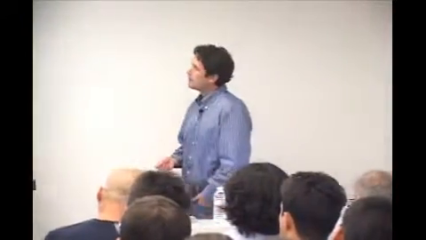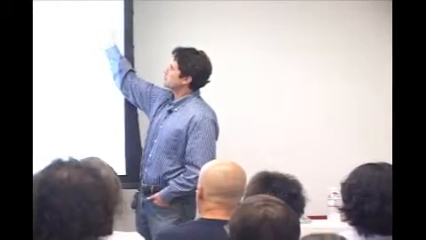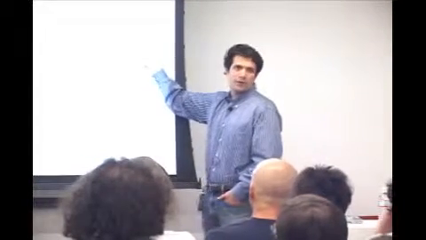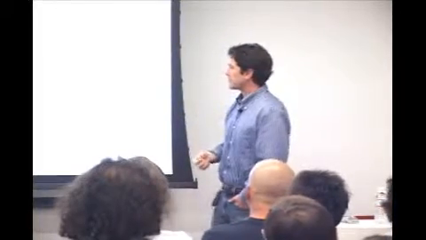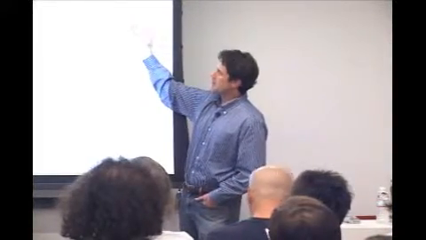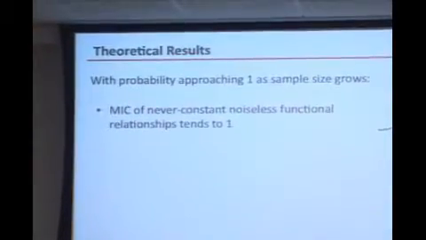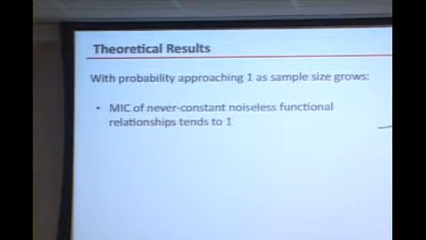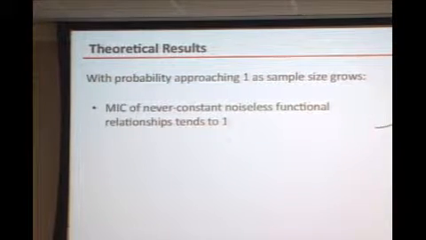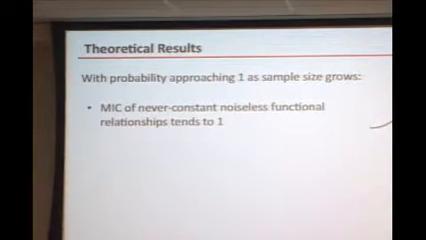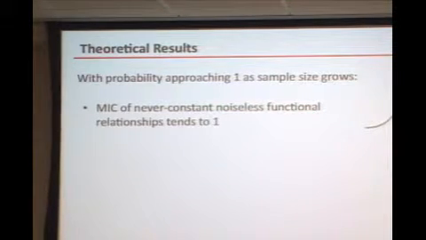Okay, so the first thing that we can prove is that if I have some sort of noiseless functional relationship, so if my data corresponded to an actual function, and I just sample points from that function, as I sample more points, the MIC will converge to 1. So it's saying that if your underlying data is generated by a real functional relationship, then as you gather enough data, you'll see that and you'll get the right sort of thing, a 1 representing that there is some sort of relationship there.